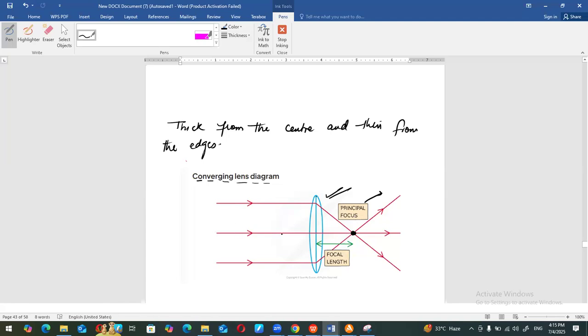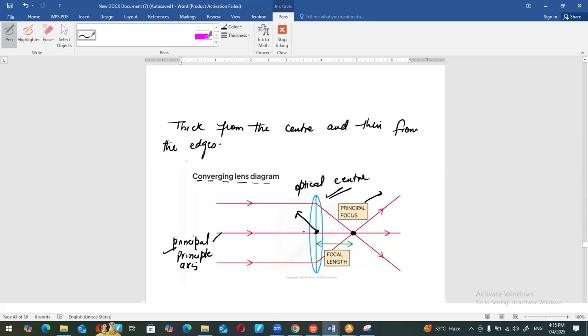The straight line, the horizontal line passing through the center of a lens, is called the principal axis, right? That point, which is the center of the lens on the principal axis, is called the optical center.